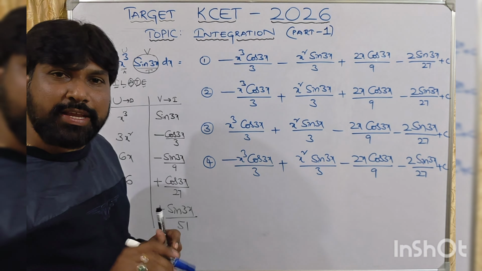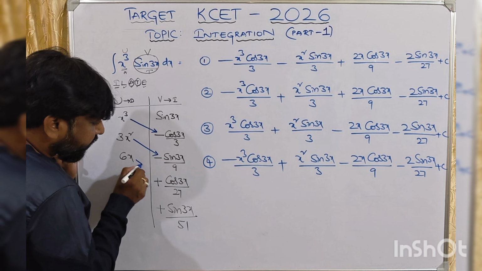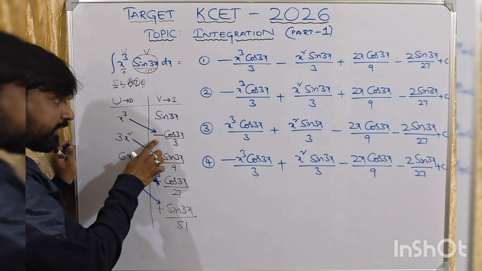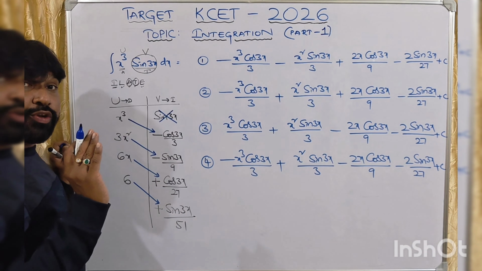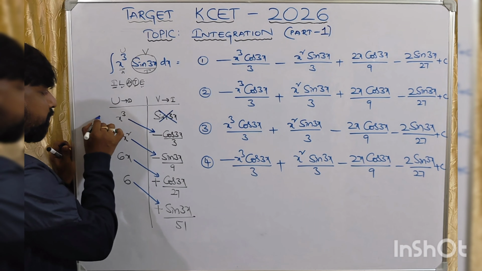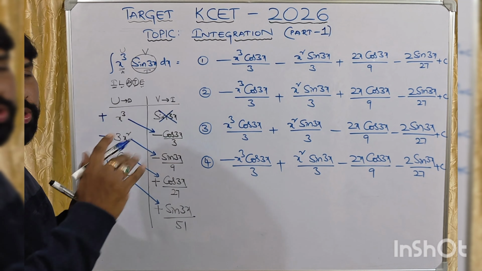Now you need to do the small magic, you will be getting the answer, friends. Just you need to write down like this. Means you need to multiply this and this, this and this, this and this, this and this. Leave this one. Coming to next, you need to apply alternate plus and minus. So plus, minus, plus, minus. That's all, friends. You will be getting the answer.